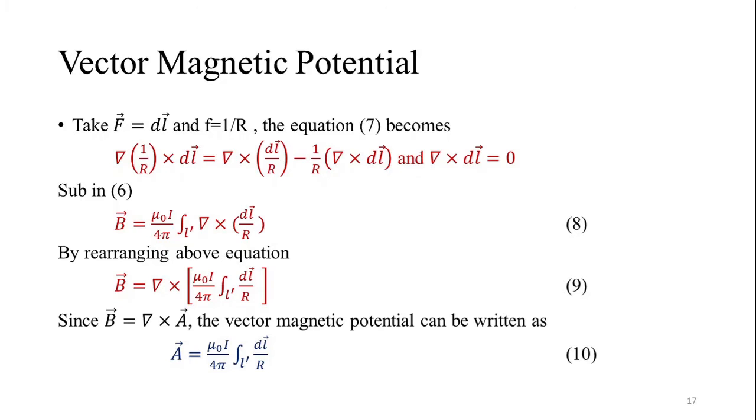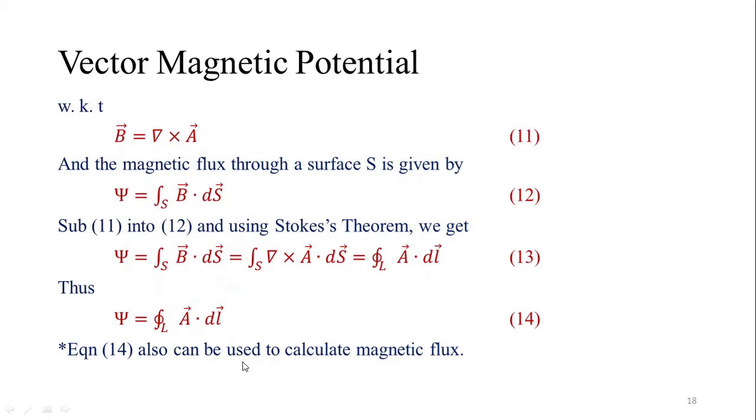By rearranging the terms, B vector is del cross μ₀I/4π line integral of dl/r. Since B is del cross A, which we had at the start of vector magnetic potential, comparing these two equations, you can define A vector as μ₀I/4π line integral of dl/r. And we know that B is del cross A.